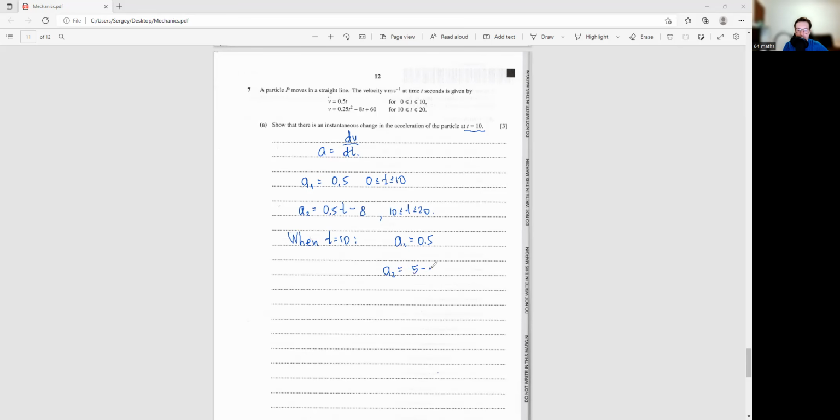You'll get 5 minus 8, which is minus 3. Okay, so when t equals 10, the first formula gives us an acceleration equal to 0.5, and the second one gives us negative 3. Well, obviously it's not the same number, therefore there is an instantaneous change in acceleration.